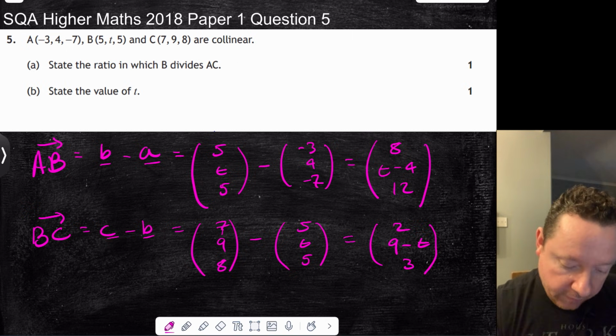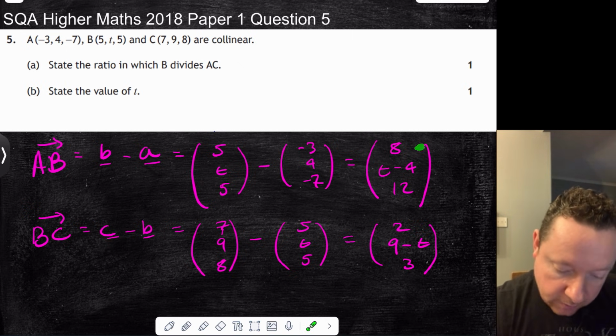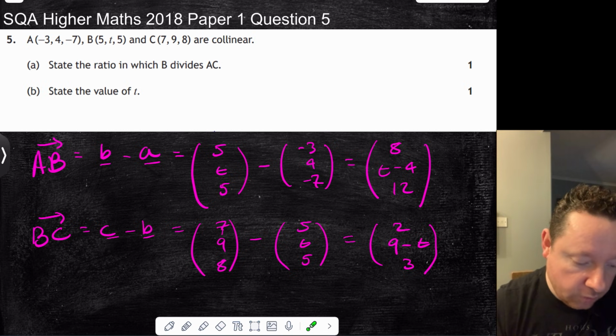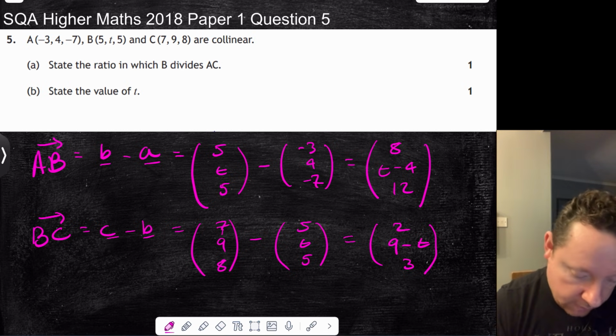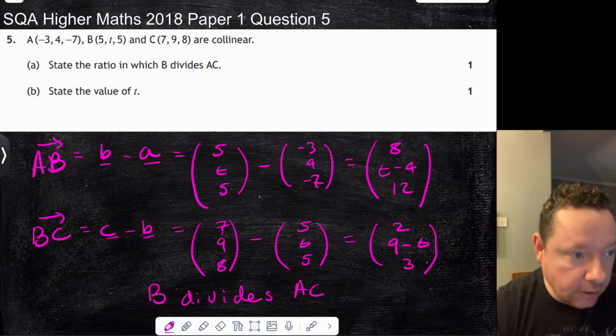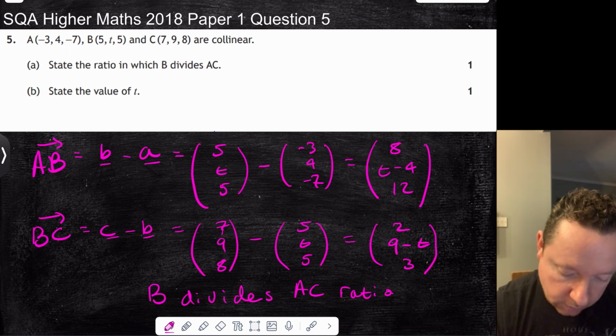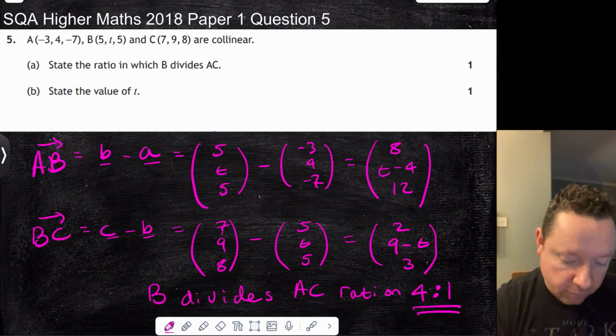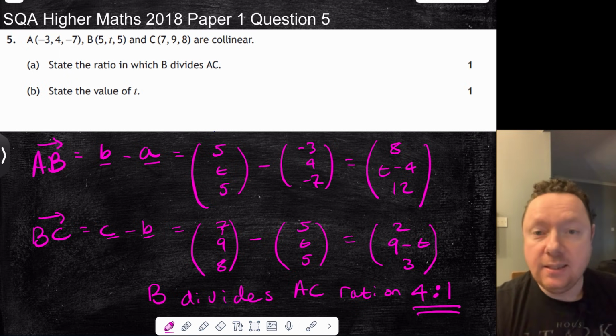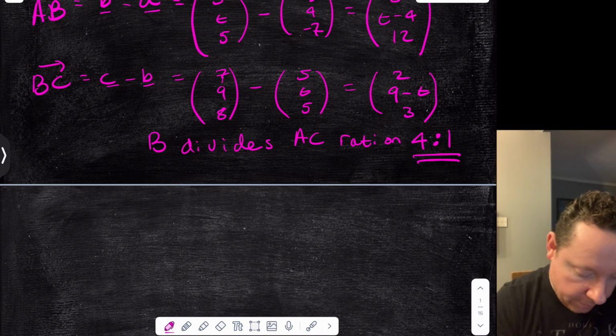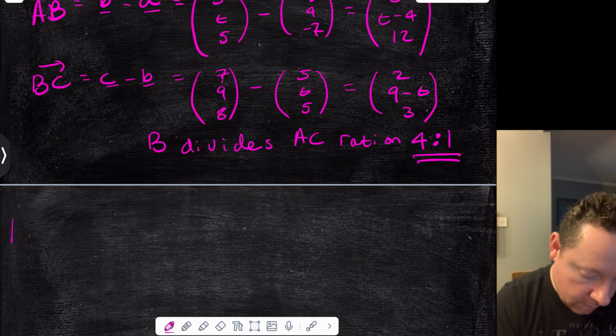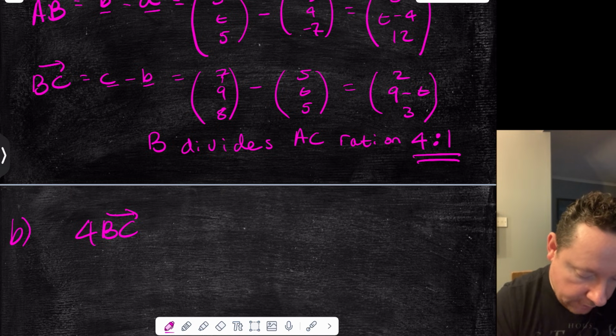And now we still need to compare the elements. The first element, 8 to 2, well, that's 4. Divided by 4, 12 to 3 is 4. So the ratio that B divides A to C is 4 to 1. Part B, state the value of t. Well, we know that 4 times BC equals AB. So for part B, 4 times BC equals AB.